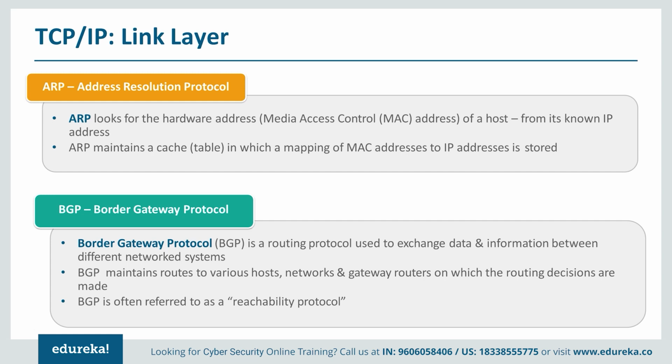ARP is the Address Resolution Protocol. It is one of the protocols used to identify network devices and get them registered on a network. BGP is the Border Gateway Protocol. It's simply a routing protocol between networks. It's BGP. It's highly used.